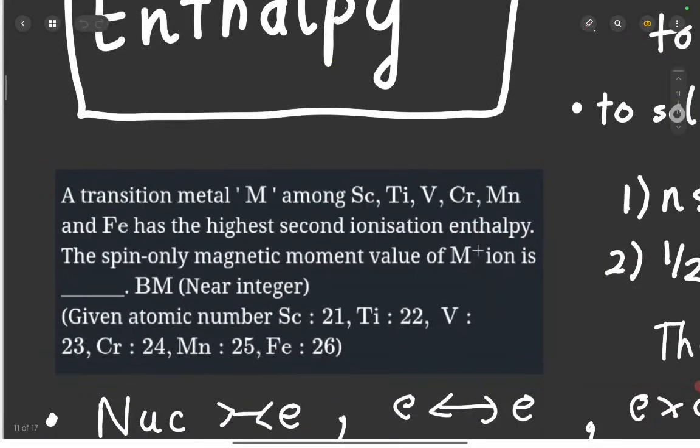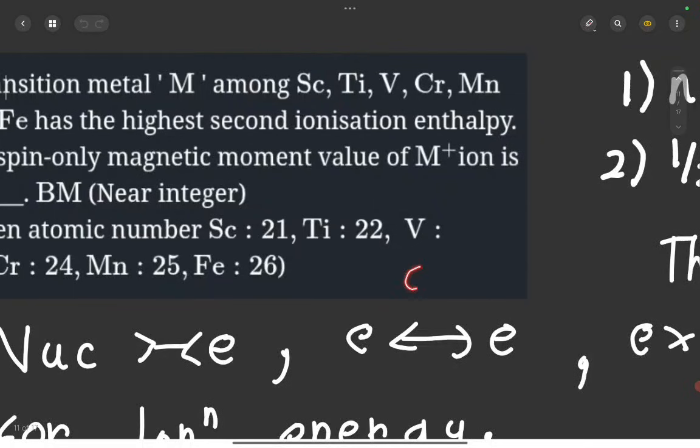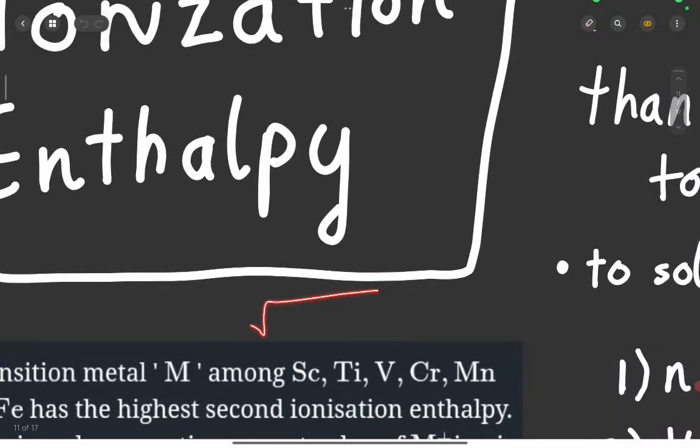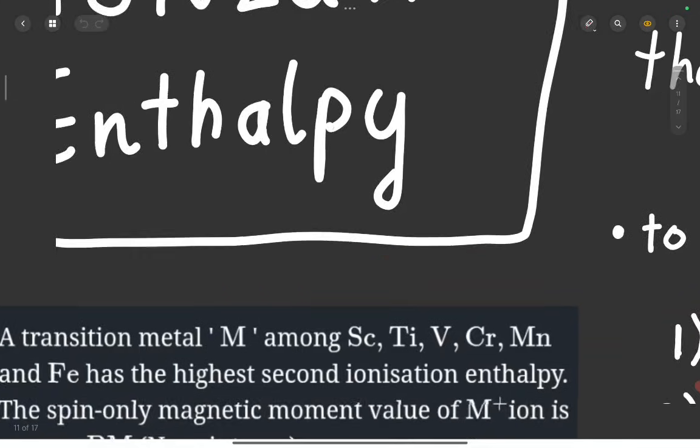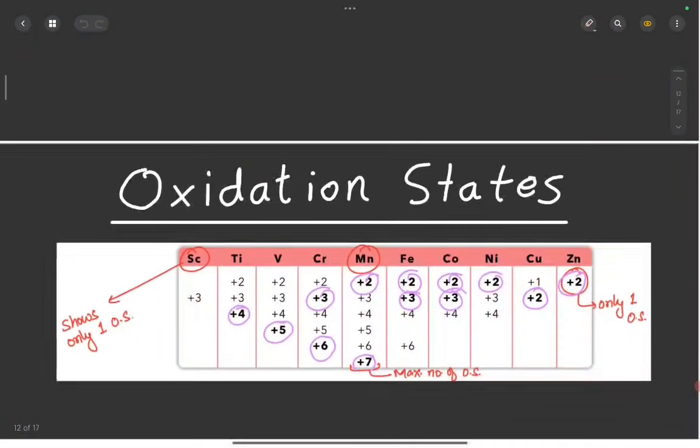So we are asked the spin only magnetic moment value of the M+ ion, that is, of the Cr+ ion. The Cr+ ion, as we talked about just now, has the d5 configuration. That means it has 5 unpaired electrons, and just use root n into n plus 2 to get root 35, about 6, as an answer. So that was it for ionization enthalpy.